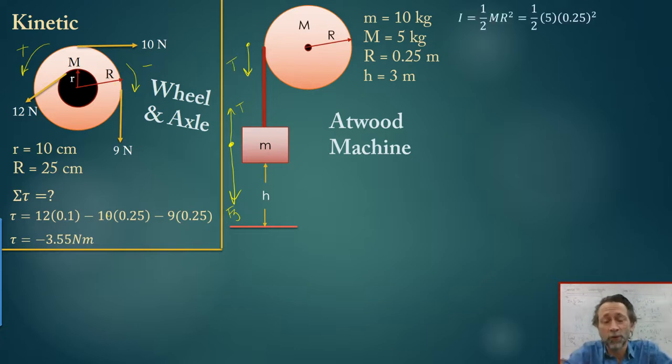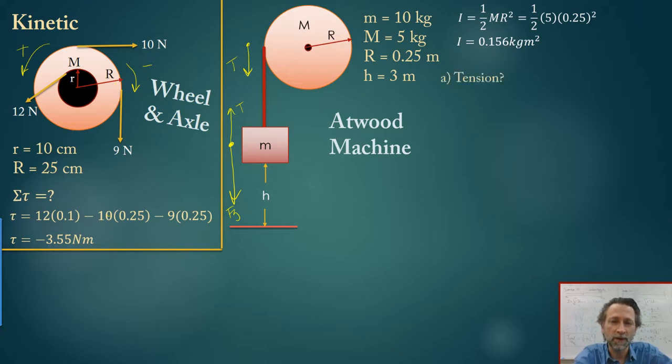What we have to do first is find the moment of inertia. The moment of inertia for a solid disk is 1/2 mr squared. You would look that up, or it would be given to you. We would have 1/2, the 5 is the mass of the disk, the 0.25 is the radius of the disk, and we can find that moment of inertia to be 0.156.